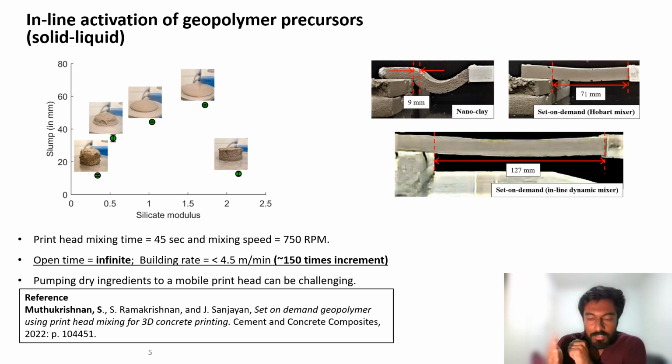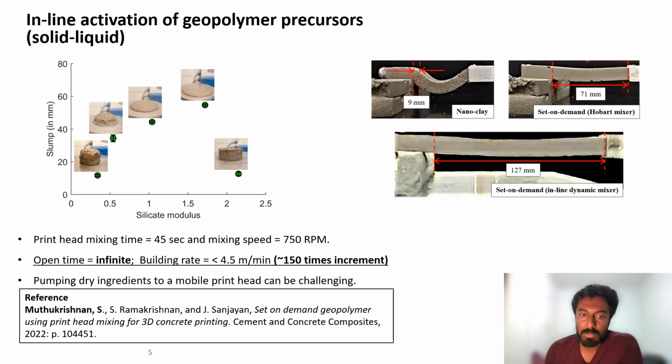But when you gradually increase the silicate modulus, although the setting rate or the static yield strength development rate increases, your initial static yield stress reduces. So you can't have that beautiful shape of the extruded layer. But at a certain point, somewhere around 2.15, we get the best of both properties. And this particular paper, which I have referred to in this slide, gives you a comprehensive analysis of how we achieved that silicate modulus and how we came up with a suitable set-on-demand geopolymer mix design.